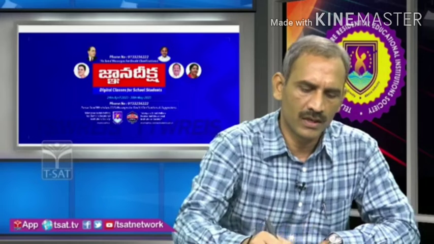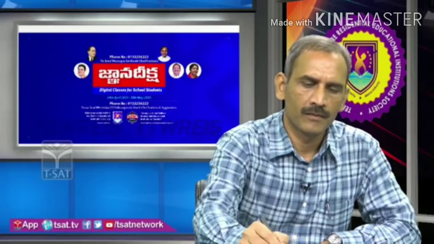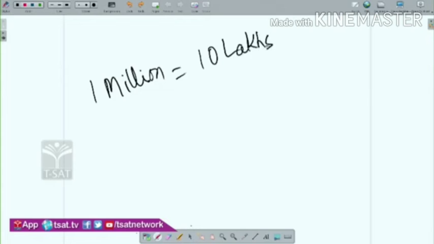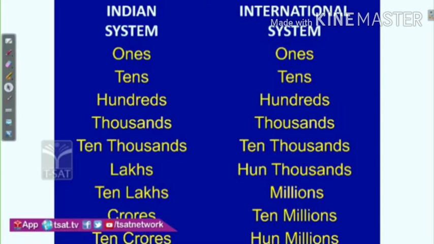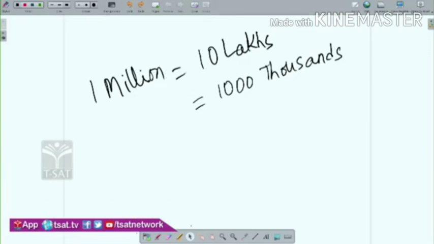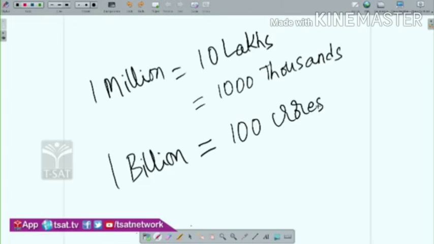You can write 1 million is equal to 10 lakhs, or you can write simply 1000 thousands. 1000 thousands will be known as 1 million. Now, let us come to the next, 100 millions. Next you have 1000 millions. These 1000 millions are nothing but billion. That means 1 billion is equal to 1000 millions, which is nothing but 100 crores. Or if you want to relate these two, this is nothing but 1000 millions.